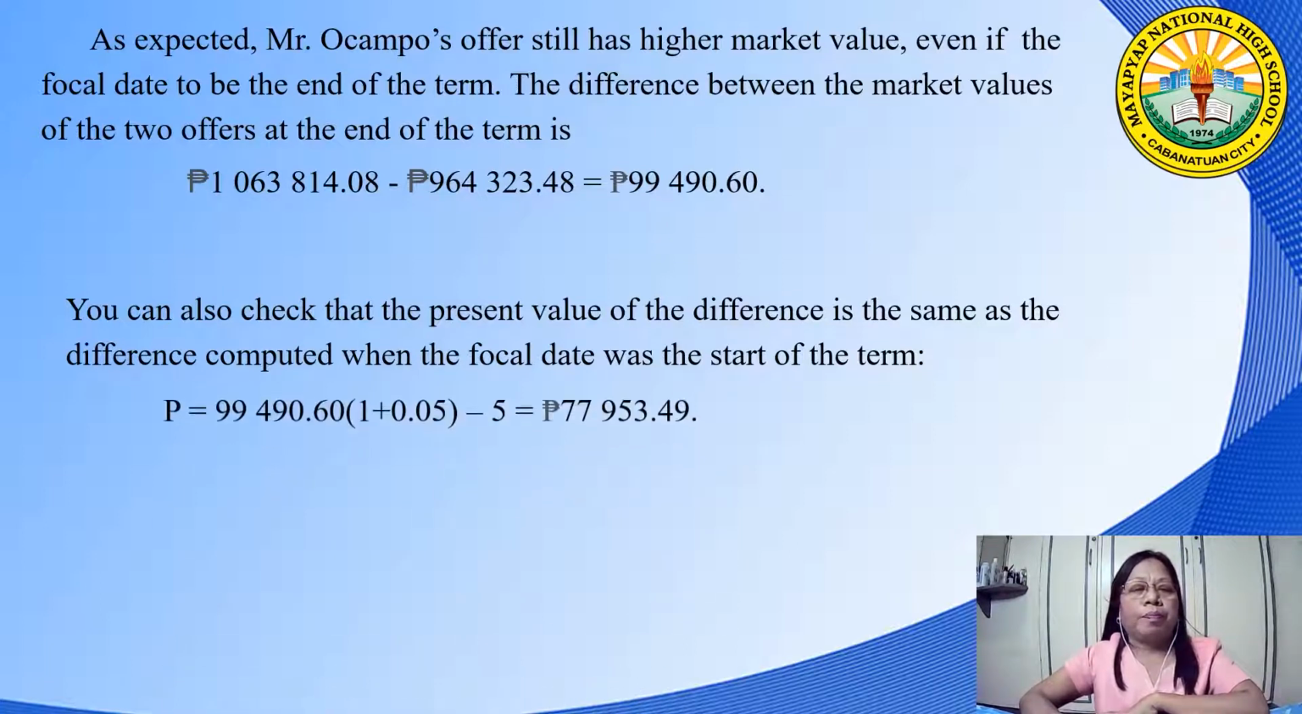So P is equal to 99,490.60 times 1 plus 0.05 raised to negative 5, equals 77,953.49.